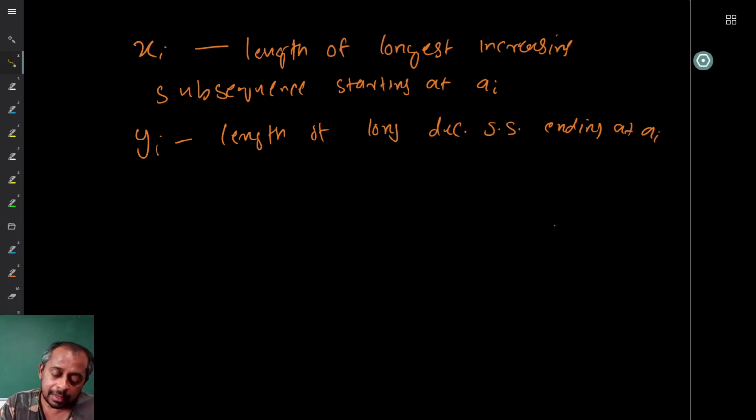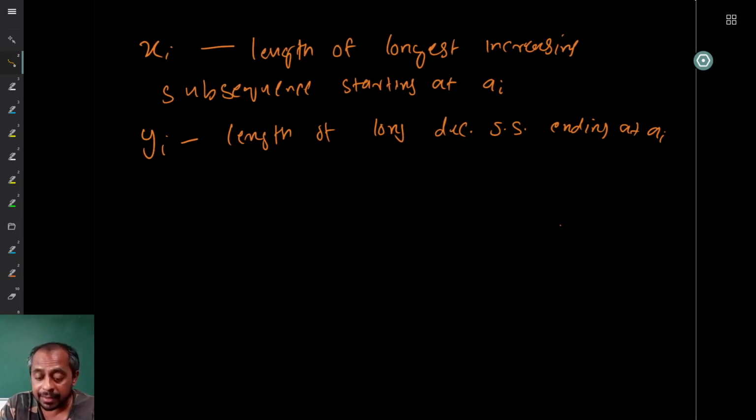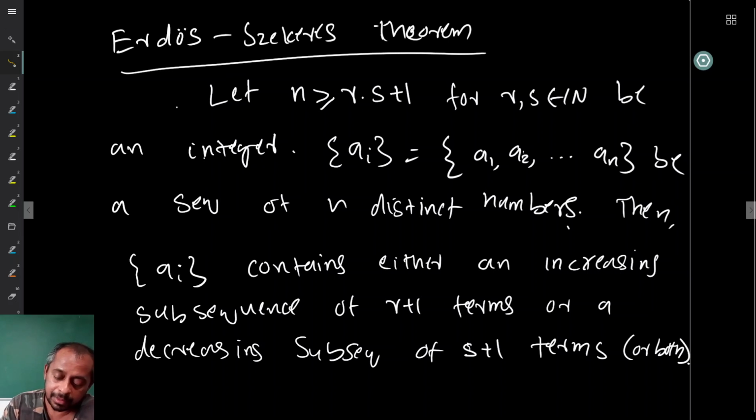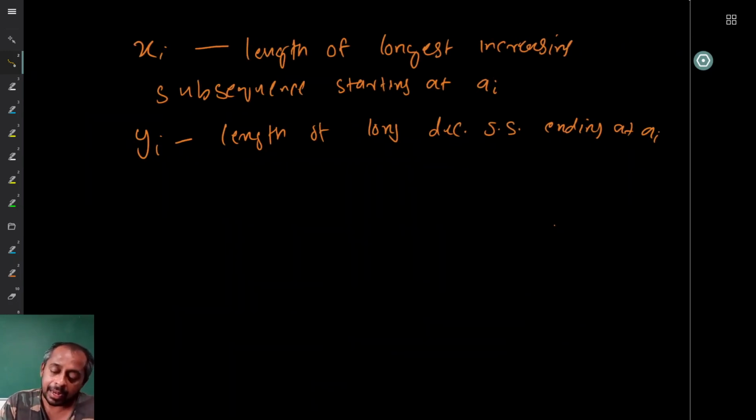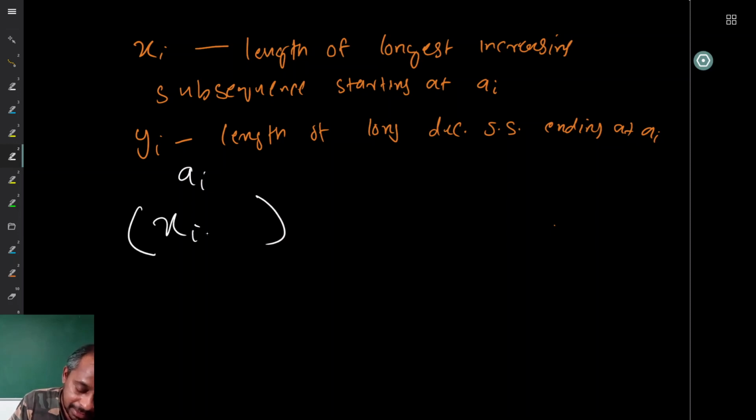Then I also look at the longest decreasing subsequence that ends at ai. That is the clever part. So look at the decreasing subsequence, not starting from a2, but ending at a2. Not starting at an, but ending at an. So what is the longest decreasing subsequence ending at ai? This is yi. Now, the advantage of selecting something like this is that, corresponding to ai, I have these numbers xi and yi.